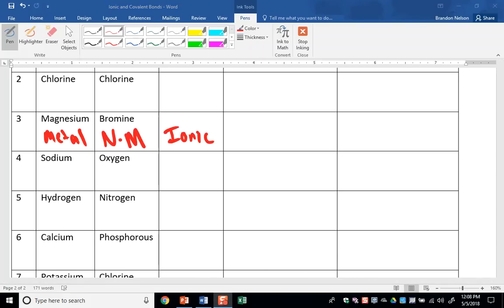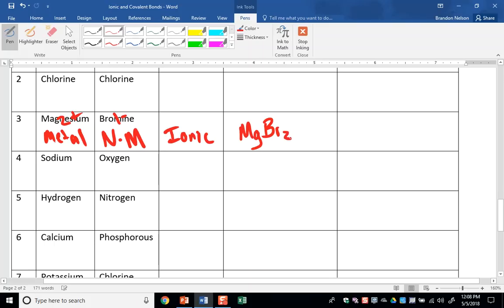So when they make an ionic bond, magnesium is going to be 2+, and bromine is going to be just a 1-. So in order to be able to steal all of the electrons that magnesium wants to have stolen, we're going to need 2 bromines. You always write the metal first, so we're going to have magnesium, we just need 1 of those, and then 2 bromines.